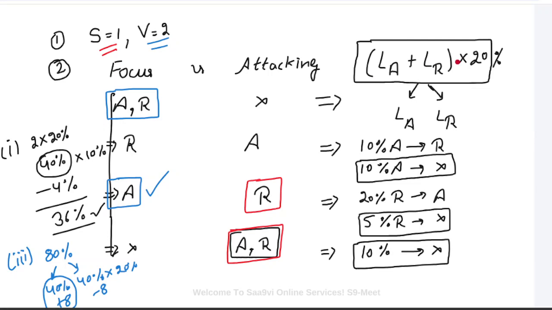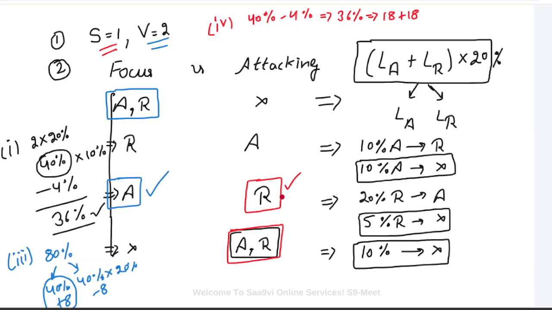So 1 plus 1, 2 into 20. That means 40% people gonna vote. And the minimum Ramaya should get. Out of this 40%, 10% will not vote. That means 36% will remain. And as the levels are same, so they both will get 18 and 18.